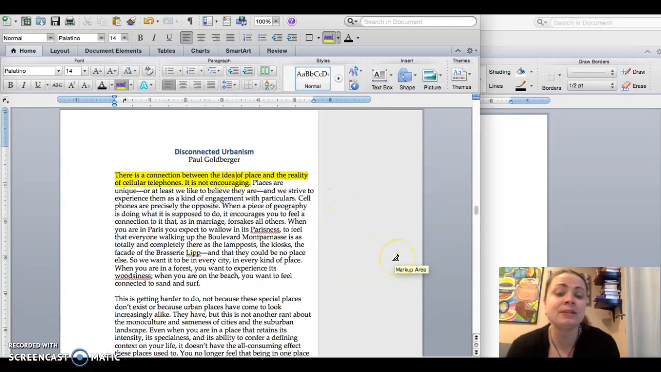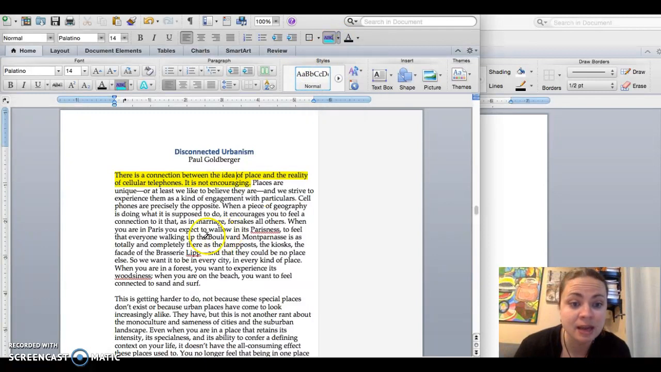And there's a connection between the idea of place and the reality of cellular phones, and it's not a good connection, okay? And so some of the examples that he's giving involve some of those most specific details in this paragraph include wanting to wallow in Parisness. What does that mean? Well, he gives examples that when you're walking around in different places in Paris, France, you really would want to experience it and enjoy everything that's around you, okay? Some more details here. Lampposts, kiosks, the facade or the outer part of something, right?